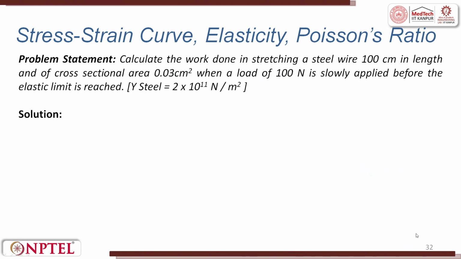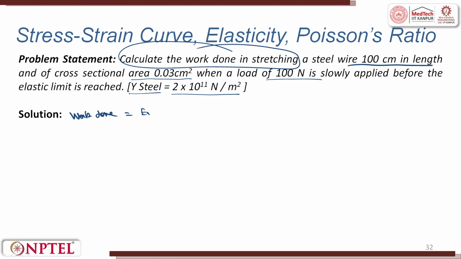So, the last problem statement in this lecture is where we have been given a steel wire of 100 centimeter length and cross sectional area of 0.03 centimeter square, and the load that is applied on this is 100 Newton, and this is a slowly applied load. The Young's modulus of steel is also given, that is 2 into 10 raised to power 11 Newton per meter square. We need to calculate the work done in stretching, right. That means we need to calculate the energy stored. So, work done is equal to energy stored, right. This you will calculate by yourself and try to compare the result.